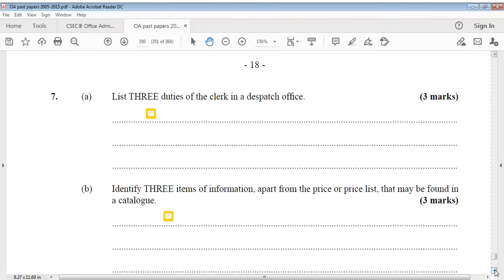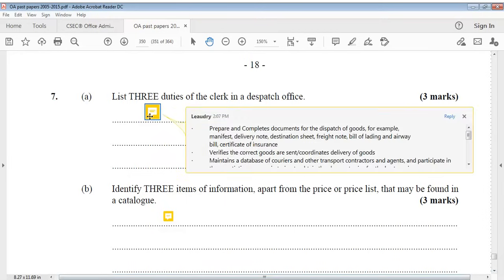Let's move on to number 7, our final question on the May-June 2015 past paper. The A question says, list 3 duties of the clerk in a dispatch office. 3 duties. What are some duties? 1, prepare and complete documents for the dispatch of goods. For example, manifest, delivery note, destination sheet, freight note, bill of lading, airway bill, certificate of insurance.